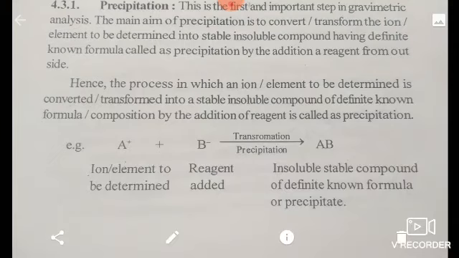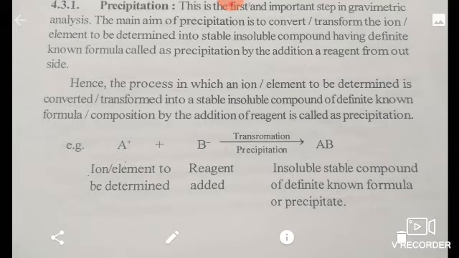So what is the precipitation? Precipitation is the process in which an ion or element to be determined gets converted or transformed into a stable insoluble compound of definite known formula or composition by the addition of a reagent from outside. This is called precipitation.